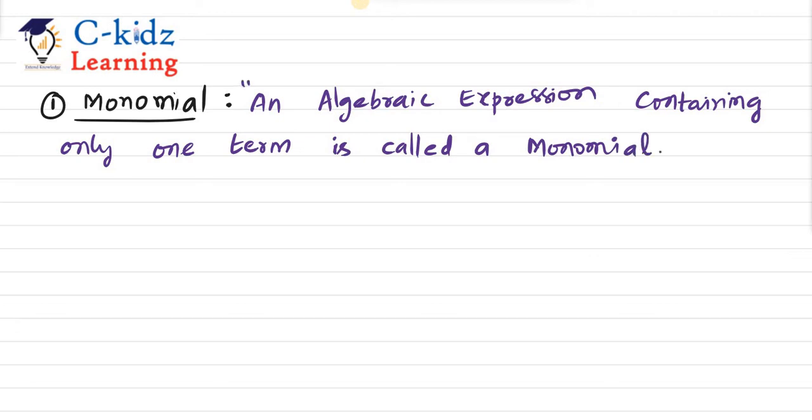So this is called a monomial. I'll put one example for that. Examples for the monomial: minus 1/2 x, 100 y, and 2/3 x square y, etc.